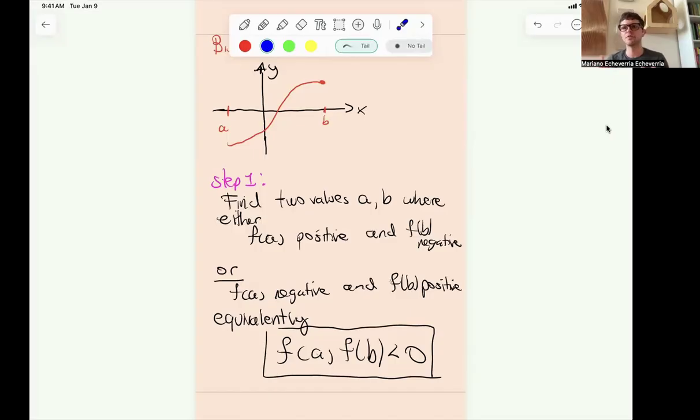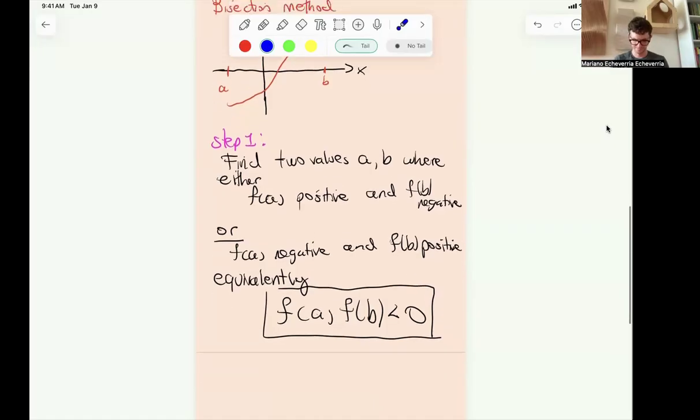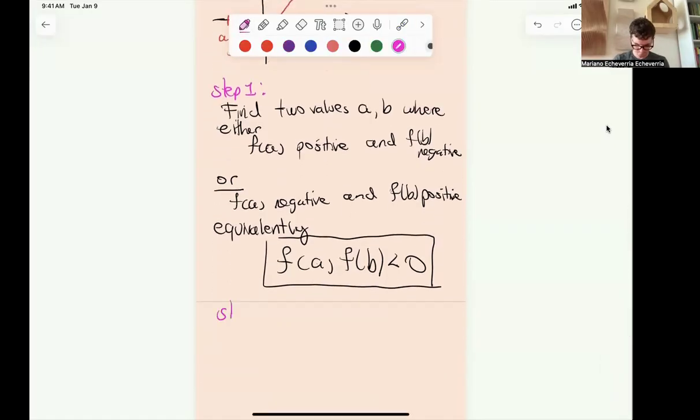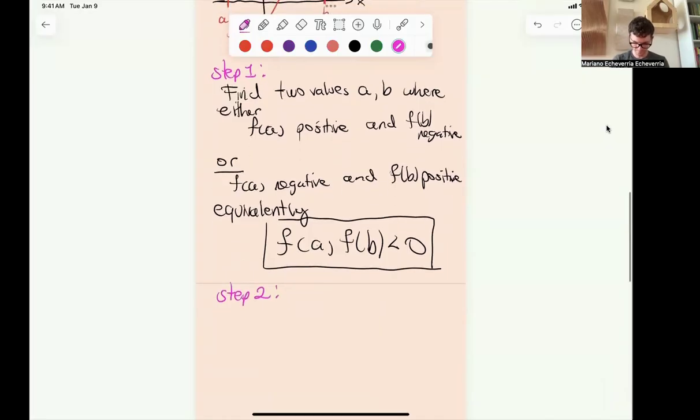And then step two is where you're trying to approach the zero in a more precise way, because this is where the zero should be, right? The idea is that you will have the interval. Okay, so you will divide the interval into two subintervals of the same length.